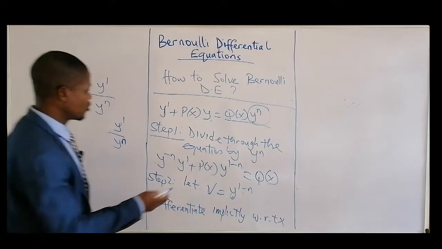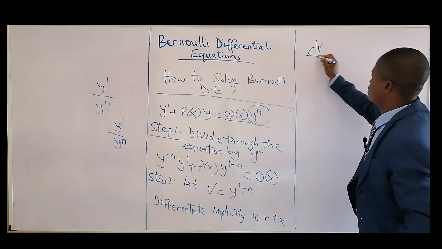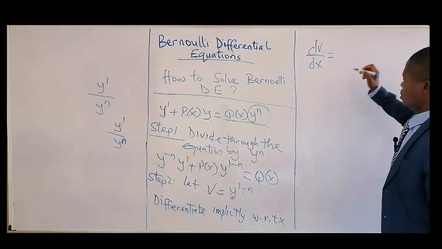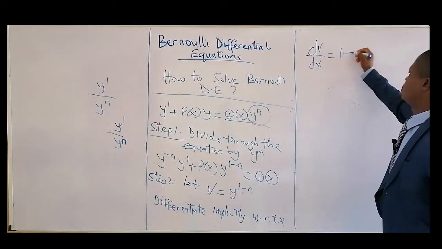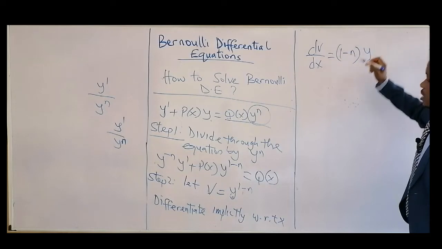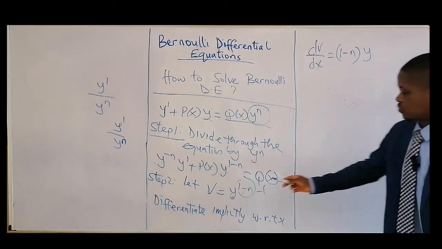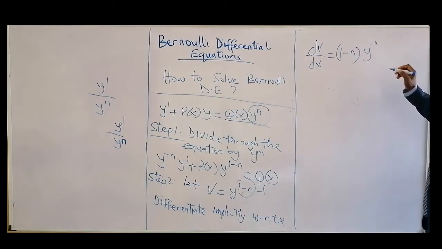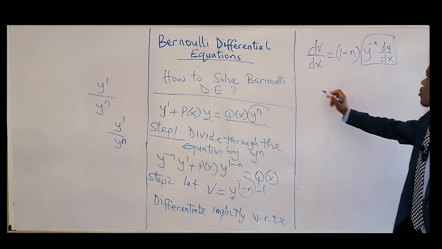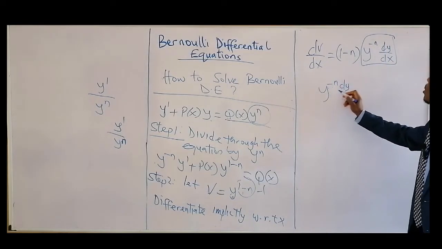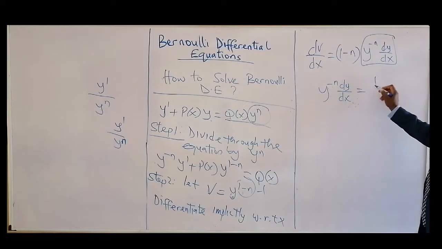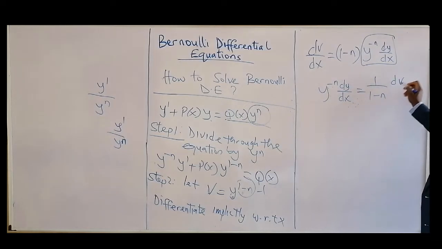Okay, so that will be equal to what? dv/dx equal to what? Move this one to the front, and then this one here, minus 1, and that will give you 1 minus n, then we have y^(-n) dy/dx. Okay, so then make this one the subject, so y^(-n) dy/dx will now be equal to 1 over 1 minus n, dv/dx. Once you make this one subject, you have this.